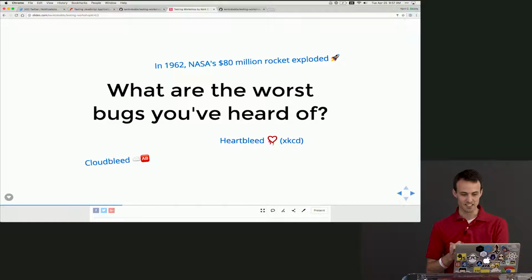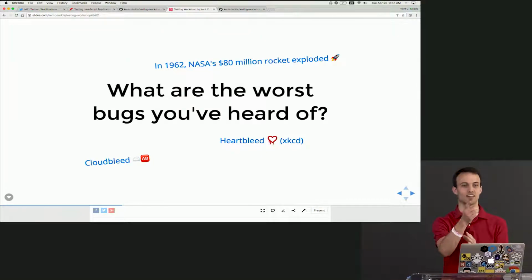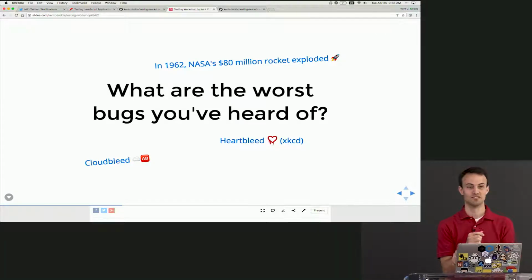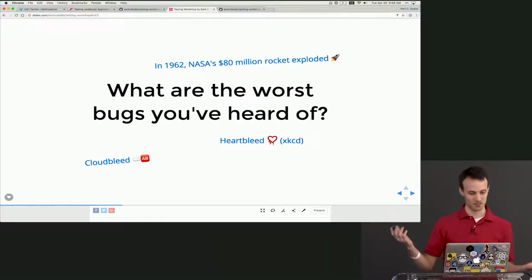So here's another one. In 1962, an $80 million rocket exploded. Yeah, David in chat says Therac-25 was a bug in a radiation therapy machine, so it actually killed people. Wow. Yeah, I'm really glad that I don't work on software that could kill somebody, like medical equipment. I just work on software that could lose PayPal tons of money and prevent people from sending money to their family and loved ones.